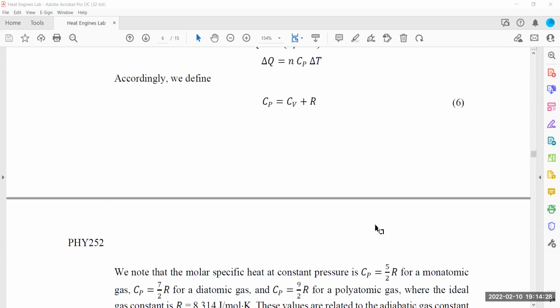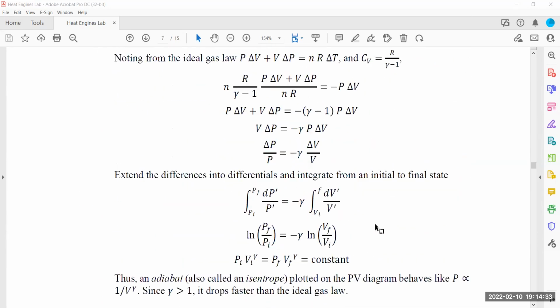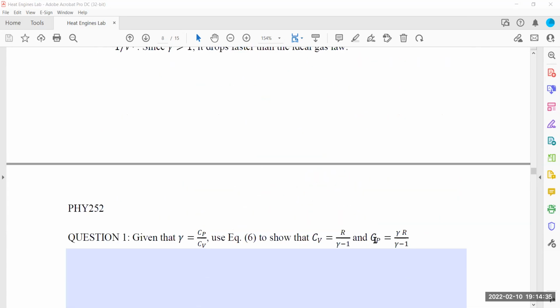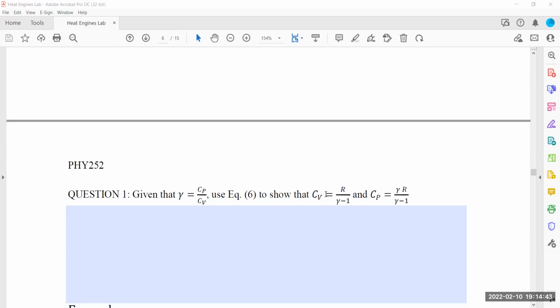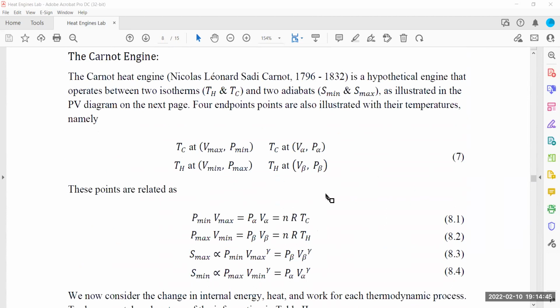Now, since you know what Cv is, you just solve for it in terms of gamma. And gamma is Cp over Cv. Cp is equal to gamma times Cv. So all you have to do is just show that this is the same. So this is straightforward algebra for question 1.